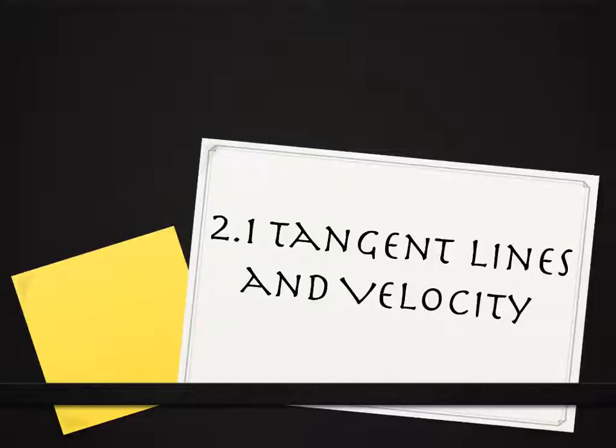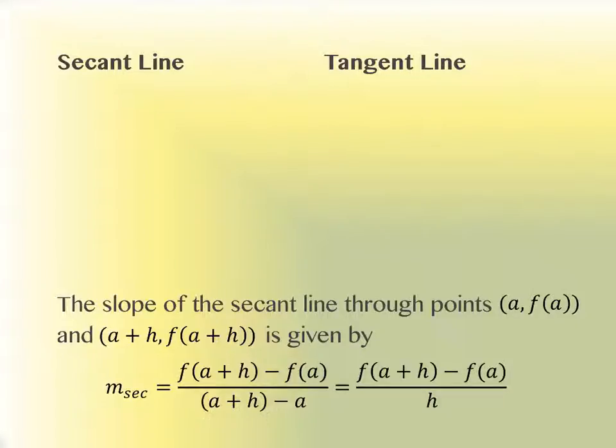Section 2.1 is called Tangent Lines and Velocity. And the first thing we're going to talk about is what in the world a tangent line is. But before we do that, because that's part of the title, we're going to actually look at a secant line. Now, you have heard these words before. We've talked about them in class before as well.